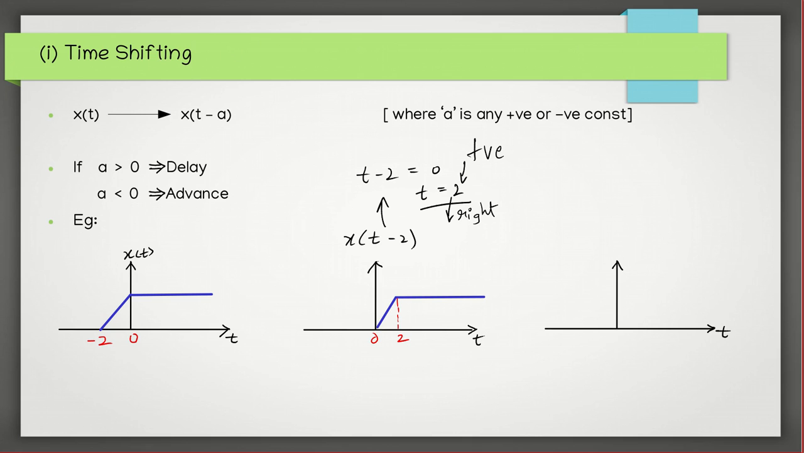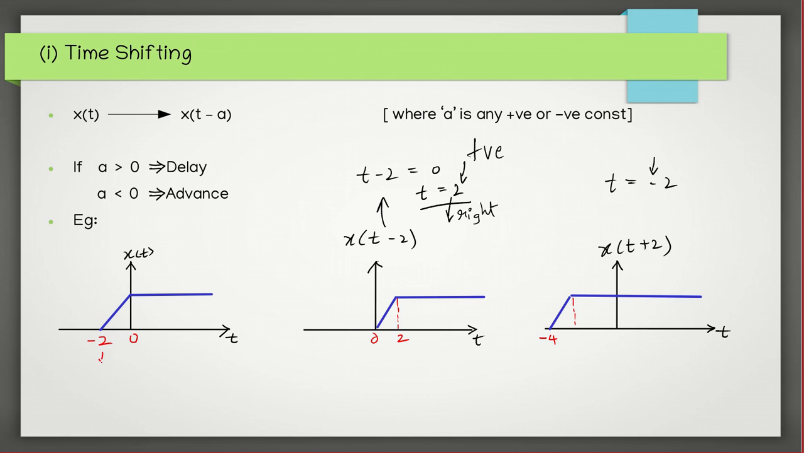Now let's plot x of t plus 2. So equating the inner coefficient to 0, we get t is equal to minus 2. Now this negative sign indicates that the signal is going to shift towards the negative side of the t-axis, that is it is going to shift towards the left side by 2 units. So let's just plot this. Now it will look something like this, where this is now minus 4, since it has been shifted by 2 units towards the left side.